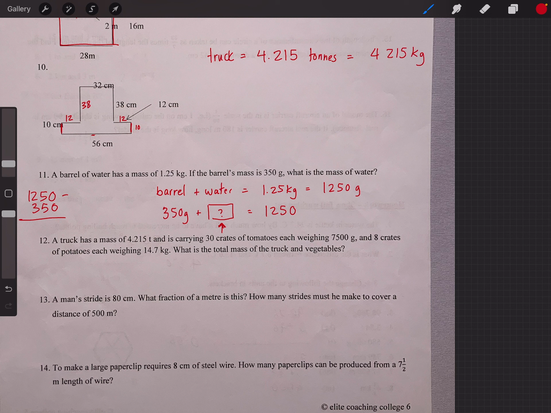Each weighs 7,500 grams. Okay, so it's got 30 crates. One crate weighs 7,500 grams. Let's also change it to kilograms because I want everything to be in kilograms. Might be easier. So that's equal to 30 times, now grams to kilograms, to go from gram to kilogram, you divide it by 1,000, and that's going to give you 7.5 kilograms.